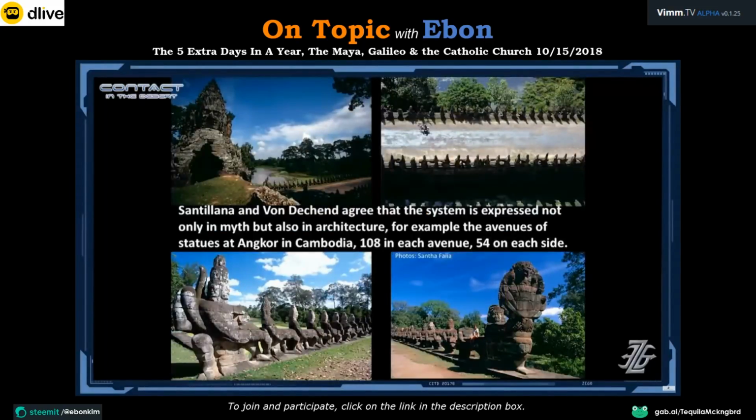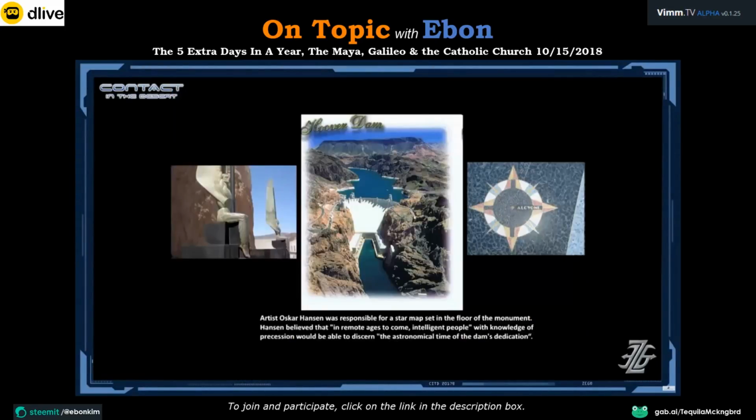And the system's not only expressed in myth, it's in architecture, the avenues of statues at Angkor in Cambodia, 108 in each avenue, 54 on each side. And they are churning the Milky Ocean, by the way. That's the serpent Vasuki wrapped around Mount Mandara. And they're churning the Milky Ocean for Amrita, the elixir of immortality. That churning motif and a serpent being involved is very indicative of precession.